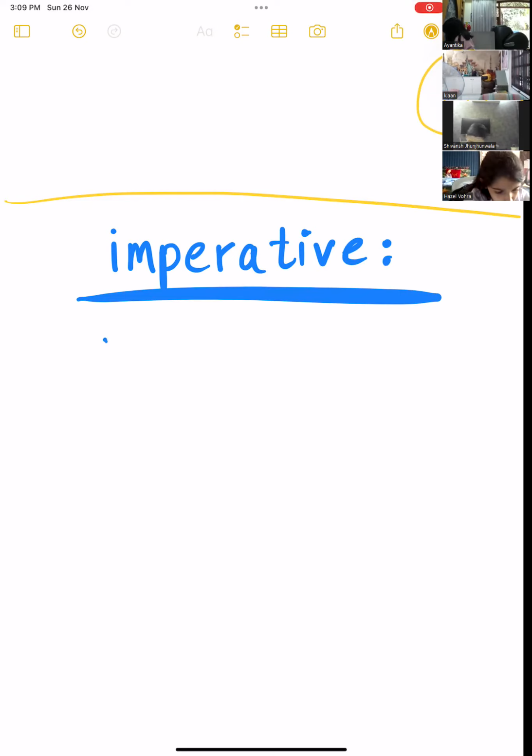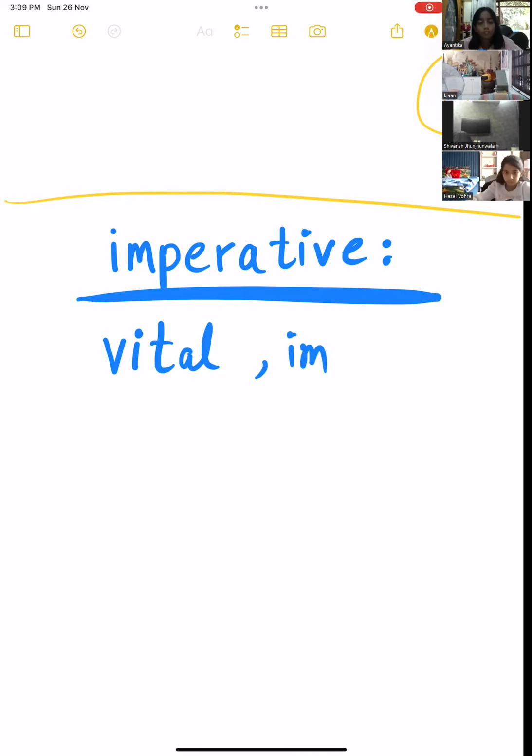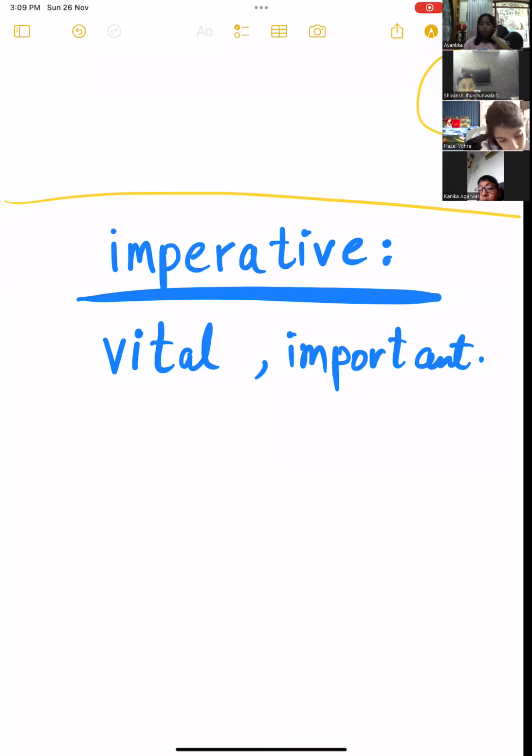Imperative means vital. If you don't know what vital is, vital means important. Okay, so whenever you have to write, "the most important part of this book was important," in place of important you write vital or you write imperative. Okay, quickly write it in your notebook. Very good.